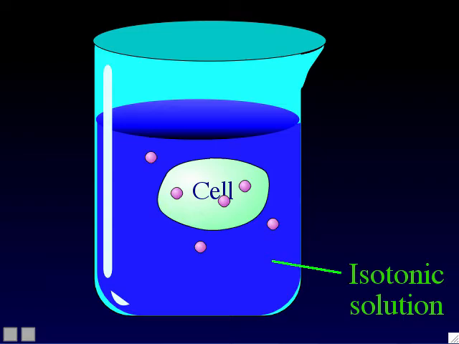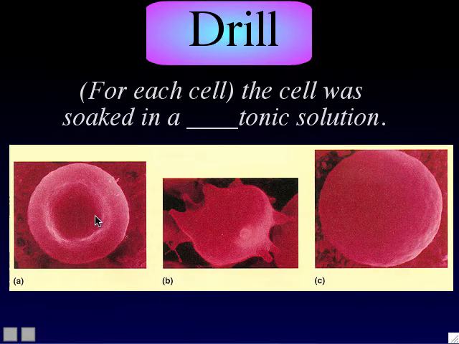Okay, good. Now let me give you a drill here. So what we see down here are some red blood cells. And for each of the cells, I want you to try to tell me whether that cell was soaked in a hypotonic solution, a hypertonic solution, or an isotonic solution. And let's start off with this cell right here.